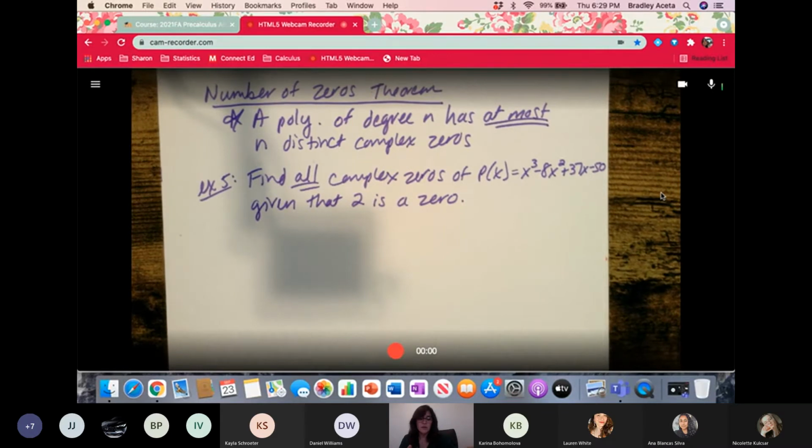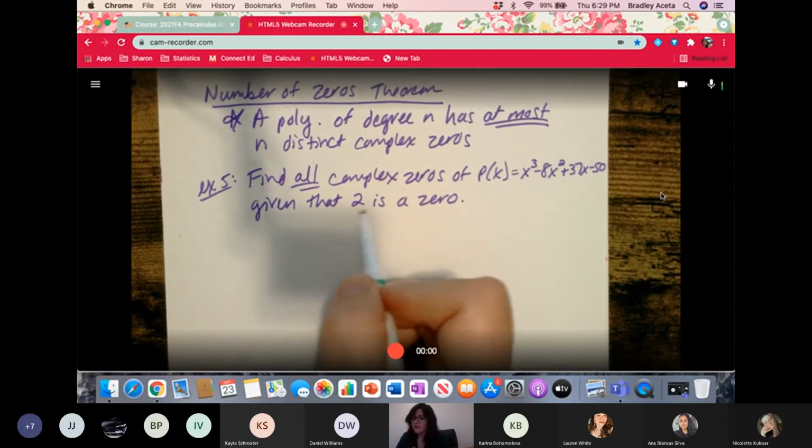inside of this polynomial. I also know that 2 is a factor of 0, which means that I should be able to synthetically divide by it and get myself down to a quadratic that I could use quadratic formula on, that I could solve, because I know how to solve quadratics. Quadratics are easy. You can complete the square, you can factor, you can do quadratic formula.